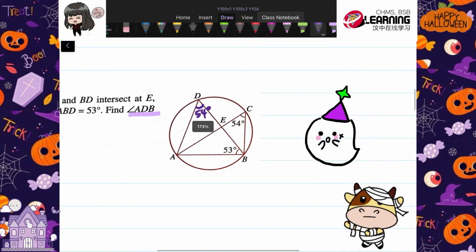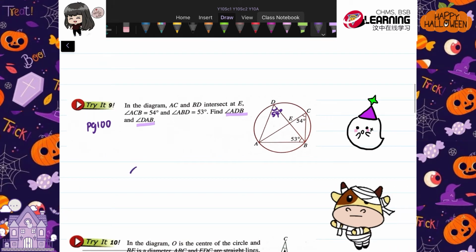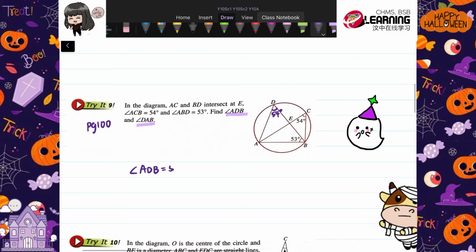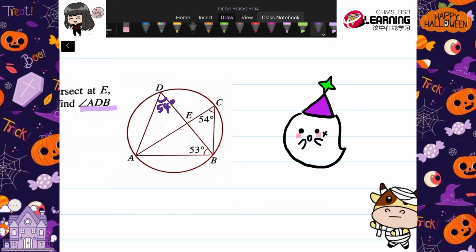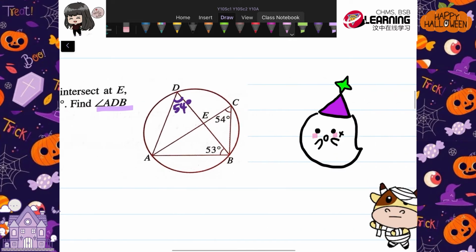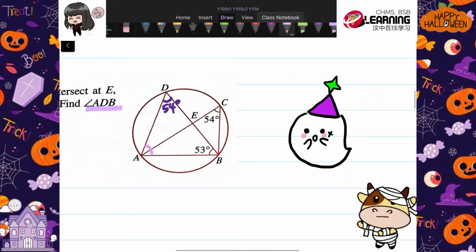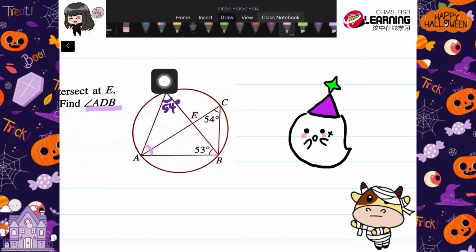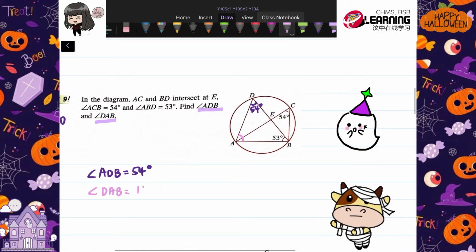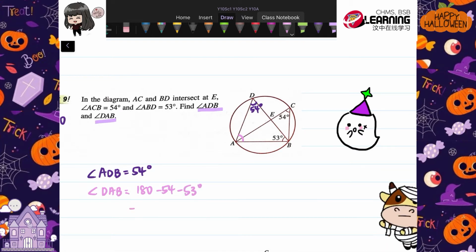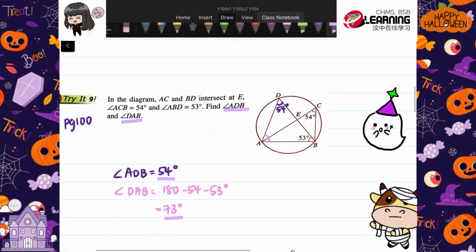So angle ADB is 54 degrees. Now let's look at angle DAB. The question says angle DAB. So angle DAB is here, this whole thing. This one is easy. You have a triangle here, 180 minus 54 minus 53, and you will get the answer. So angle DAB equals 180 minus 54 minus 53, and the answer is 73 degrees. So that's all for Try It 9, easy.